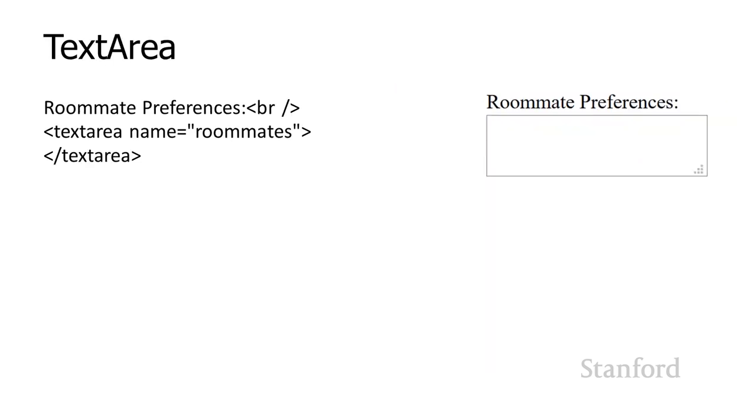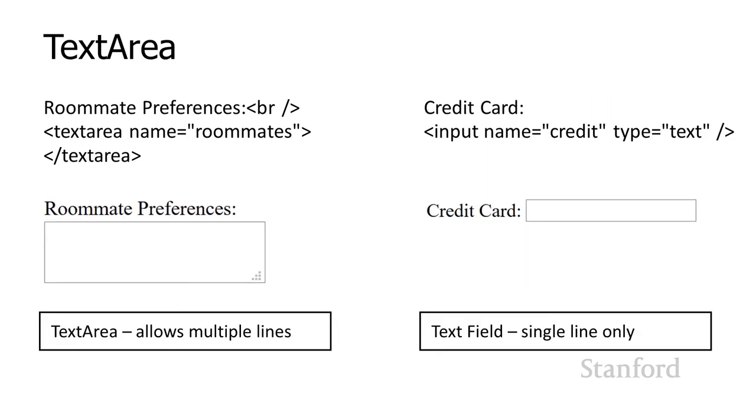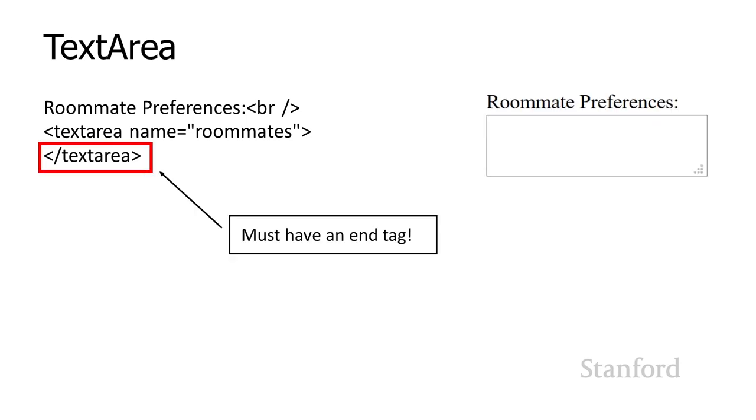Okay, we're almost done with our form elements here. Here's one more. This is a text area. The difference between a text area and a text field is that the text area allows multiple lines of text, whereas the text field allows only a single line of text. The text area is a little bit odd in that it's got a start tag and it must have an end tag. If you were to just have the start tag and then try and end it with a closing slash, that would actually be an error.